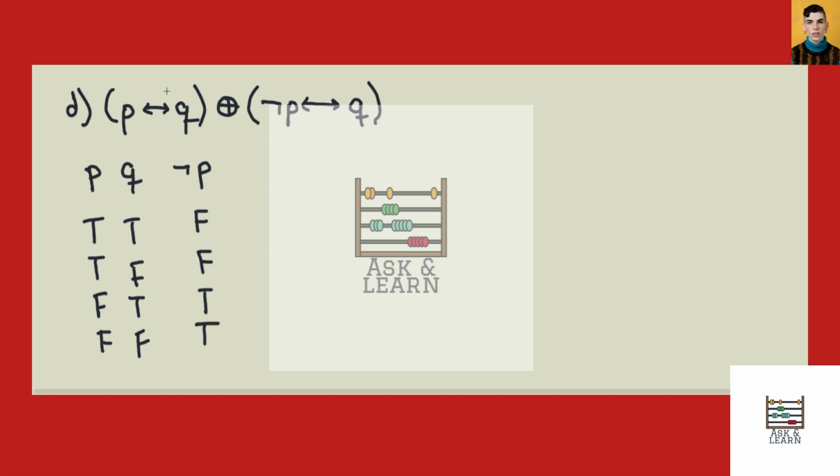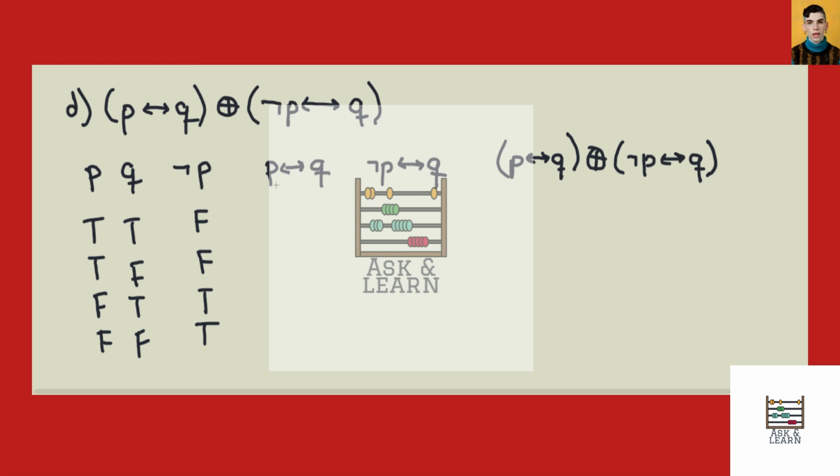Now we're going to do this compound proposition. So P biconditional Q. Let's write it down. P biconditional Q. And then this one, negation of P biconditional Q. And then the entire compound proposition. P biconditional Q, exclusive OR, biconditional, negation of P biconditional Q.